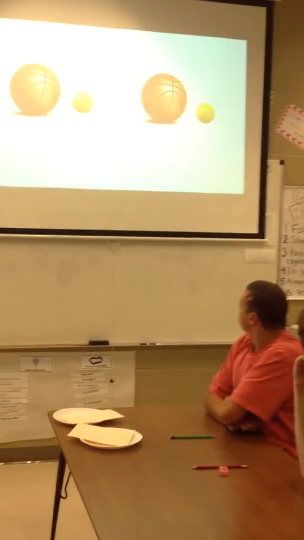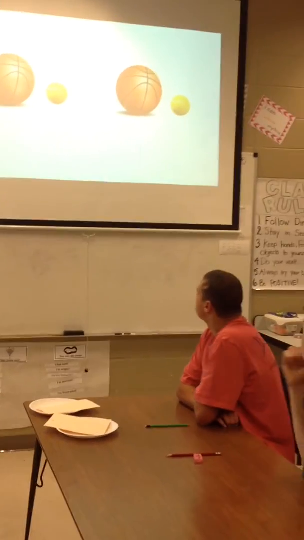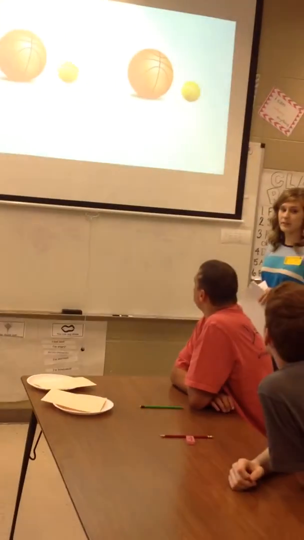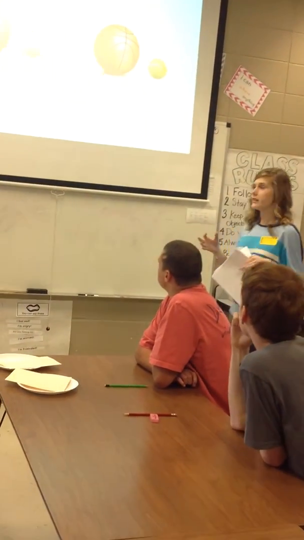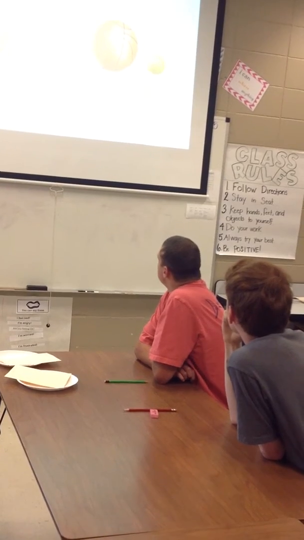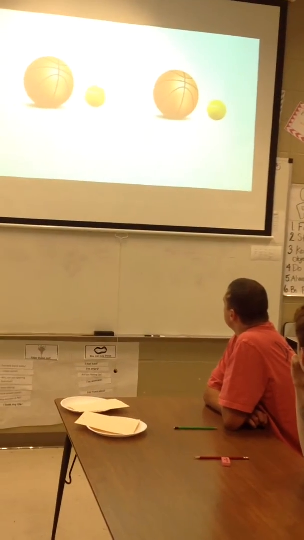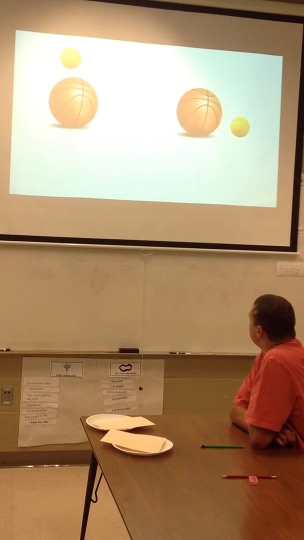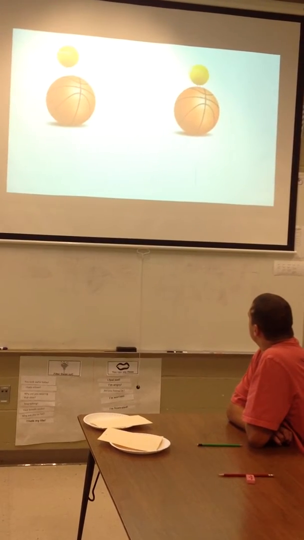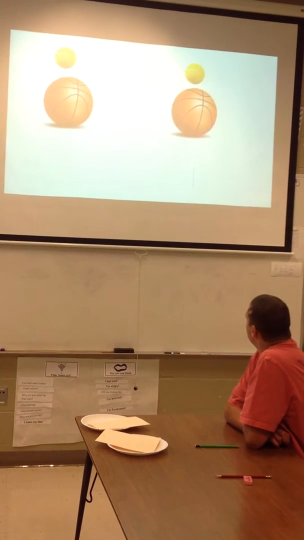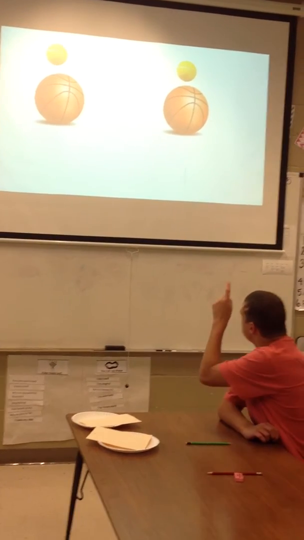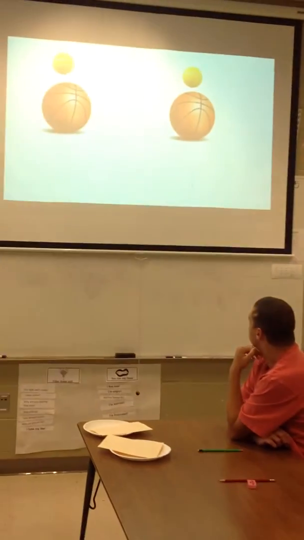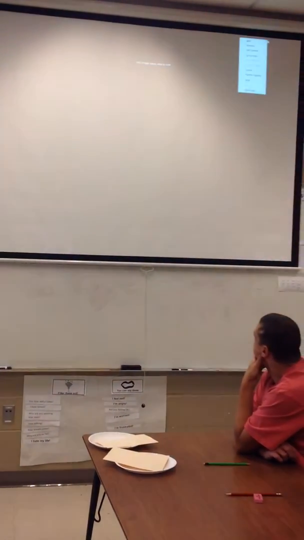Okay, we have a basketball and a tennis ball. Right, so which one has the greatest force of gravity? The basketball. Why is that? It's bigger. Okay, watch the tennis ball in the first one. What did it do? It made a circle. Okay, watch the next one. It made a triangle. Which one is correct? How does it orbit? In a circle or a triangle? In a circle. So the first one was correct. Good job.